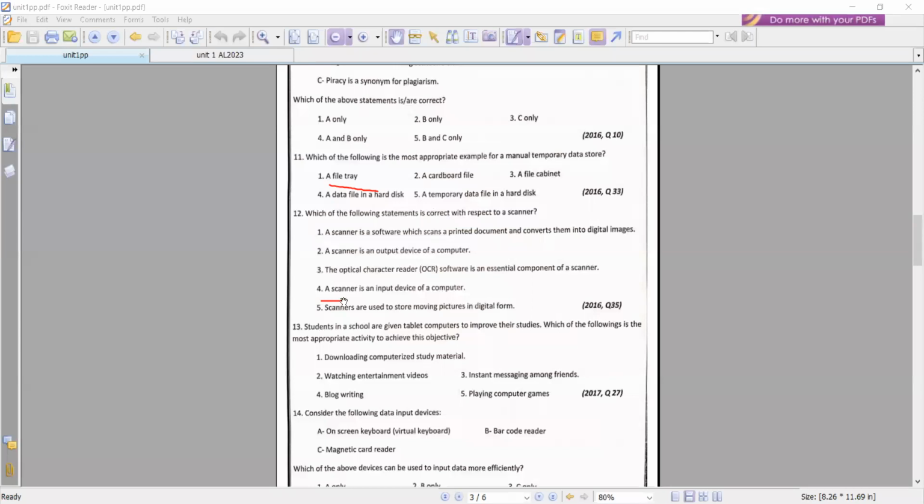Then the 13th one. Students in a school are given tablet computers to improve their studies. Most schools nowadays have some tablets. Which of the following is the most appropriate activity to achieve this objective? When you go through this question, even without IT knowledge, this is based on general things. The first one is the correct answer. Then we'll go to the 14th one.